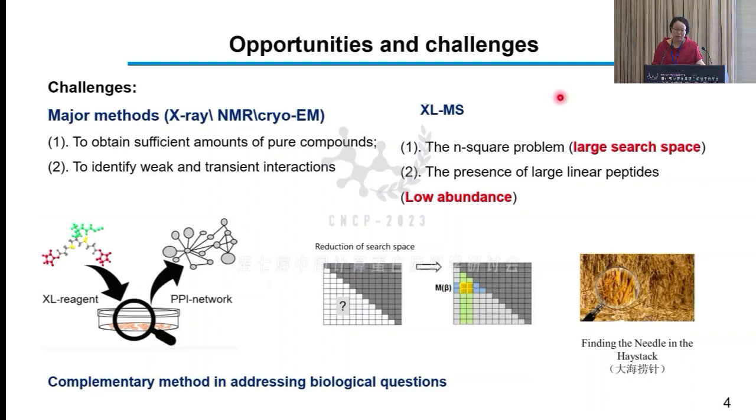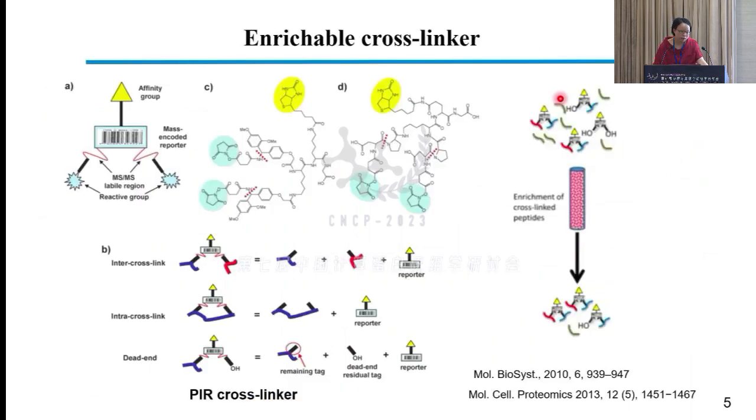First, the anchor problem, the large search space, and also the low abundance of cross-linked peptides in the background peptides. Development of special cross-linkers can overcome these problems. First, enrichable cross-linkers have been developed. A cross-linker with a built-in biotin tag is a popularly used affinity tag, as we know biotin has high affinity binding to streptavidin.